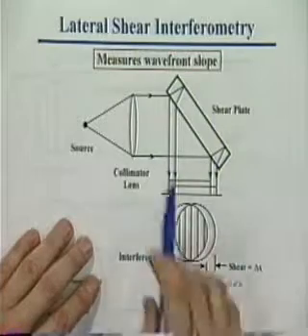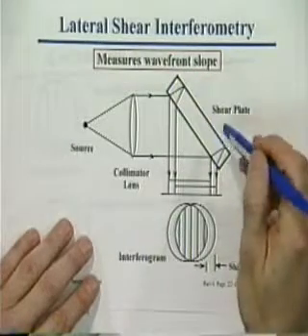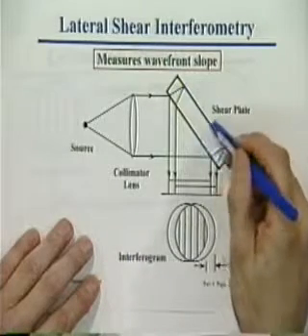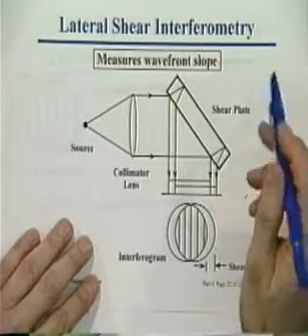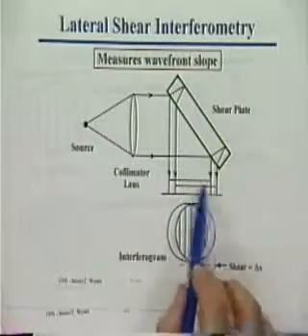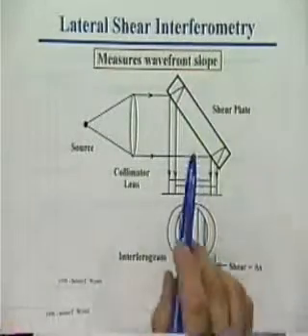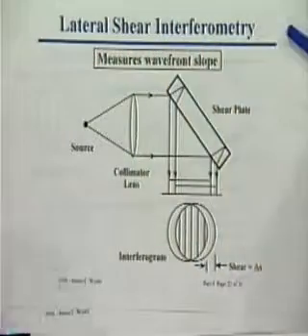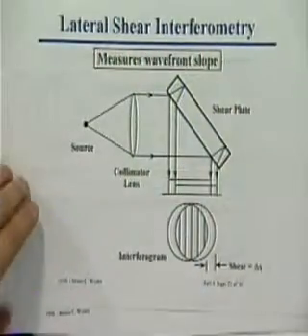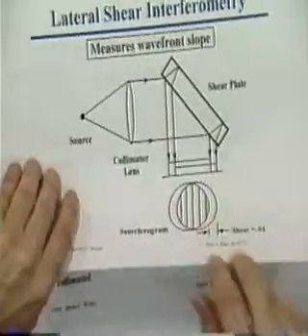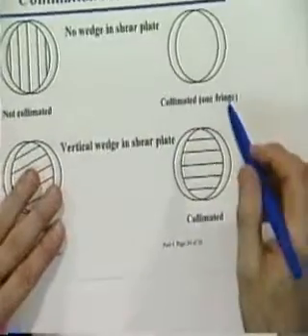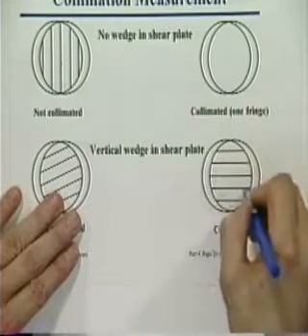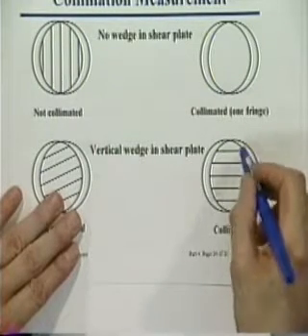Now, there's actually a little better way of doing it. A little better way is we will make this plate where the two surfaces are not parallel to one another, but we'll have a little wedge. And if we have shear in this direction, I'm going to put wedge in the opposite direction. Not much, a few seconds of wedge in the opposite direction. And so now, when the beam is collimated, we're going to get fringes like this due to the wedge in the plate.